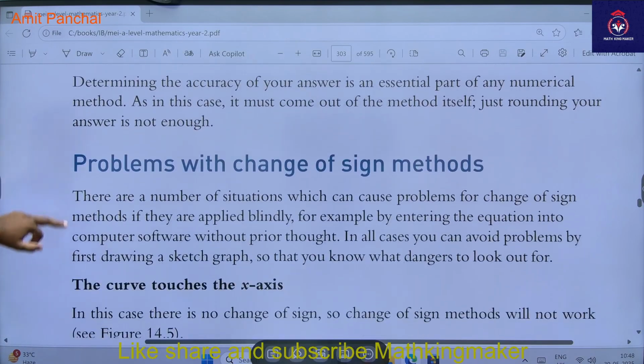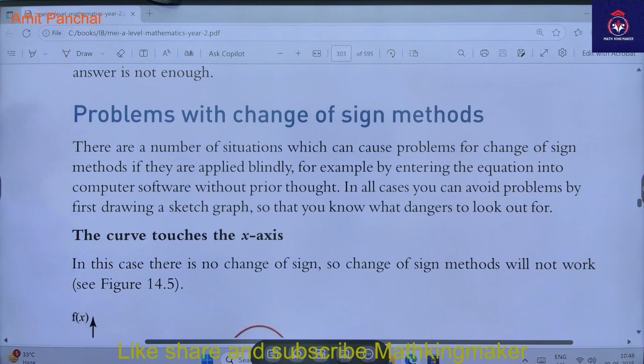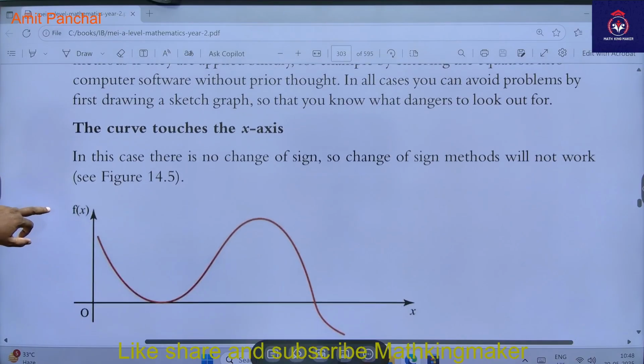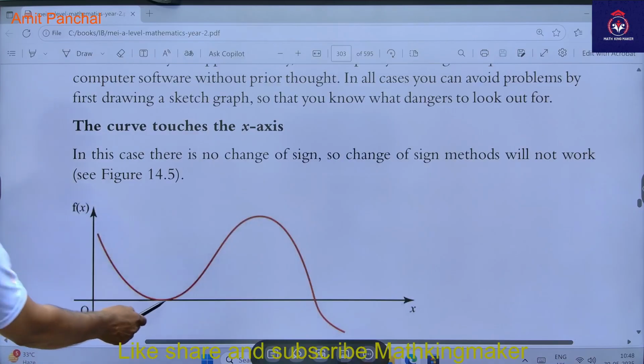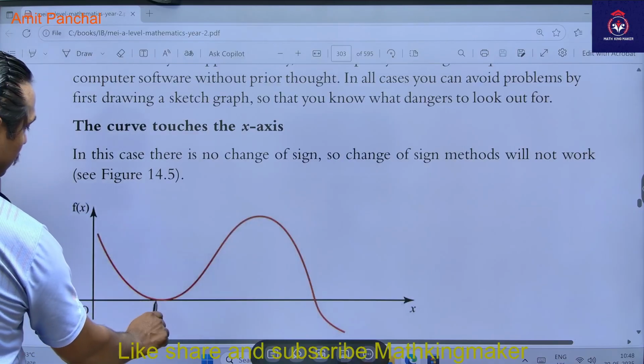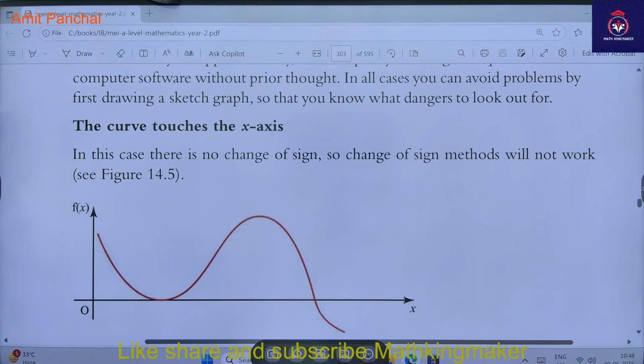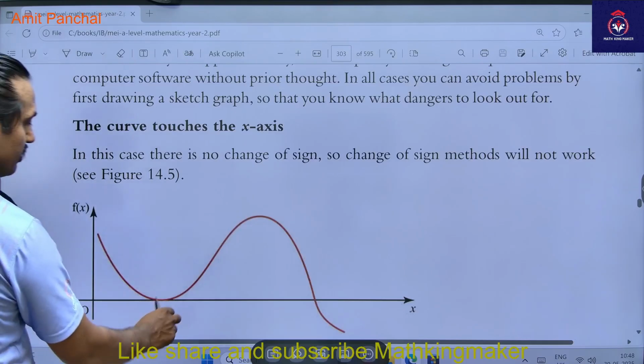Now we'll see the problems with change of sign methods. So what type of problem are you getting into in this question? Now the curve touches the x-axis. In this case there is no change of sign, so the change of sign method will not work. Here you can see, in this part it is just touching the axis. So the sign will not change here, because from this region to this region it is 0.